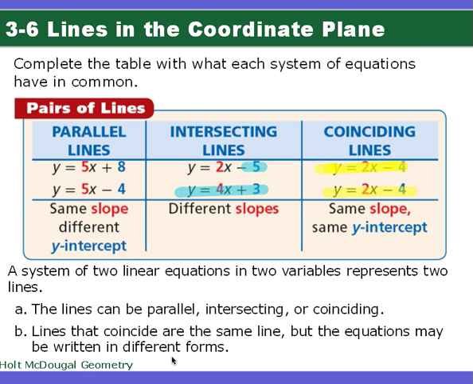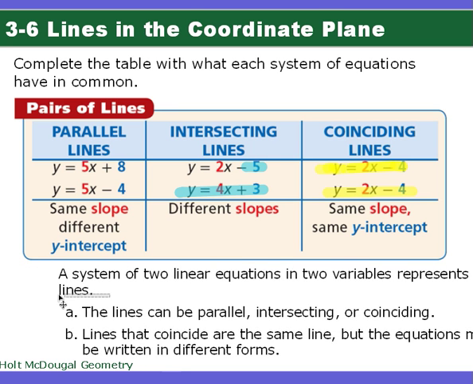All right, so to summarize, a system of 2 equations with 2 variables, so we usually have x and y, can be parallel, intersecting, or coinciding. Sorry, this is what I meant. Lines that coincide are the same line, but their equations may be different.